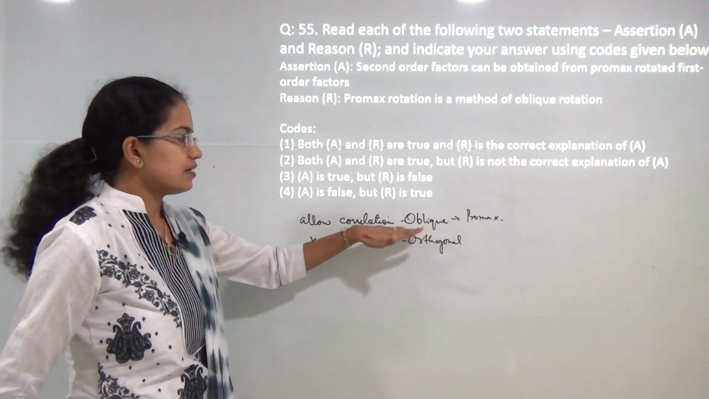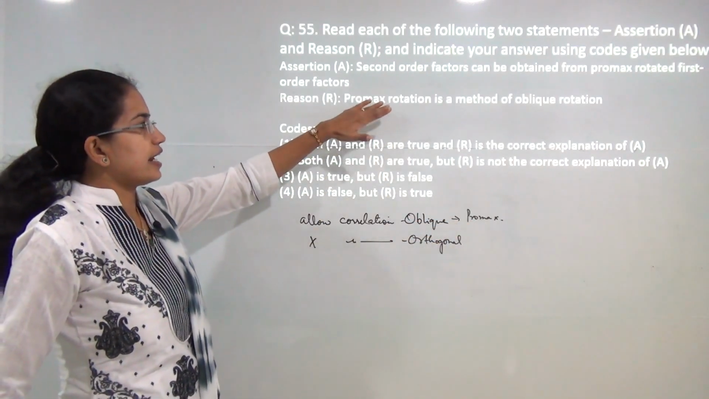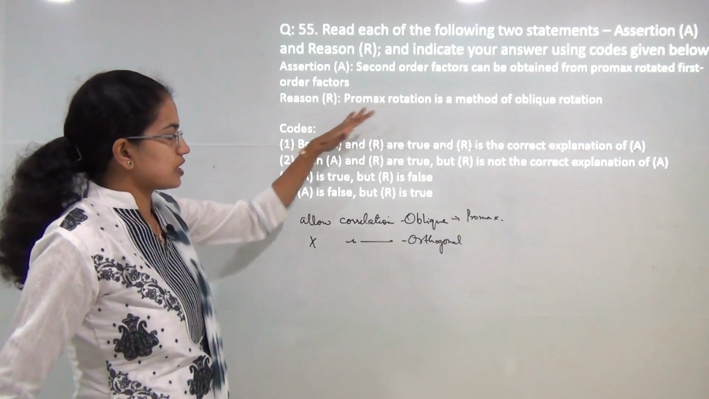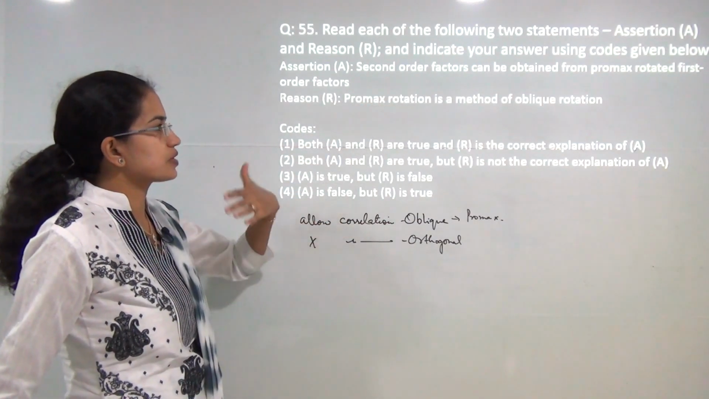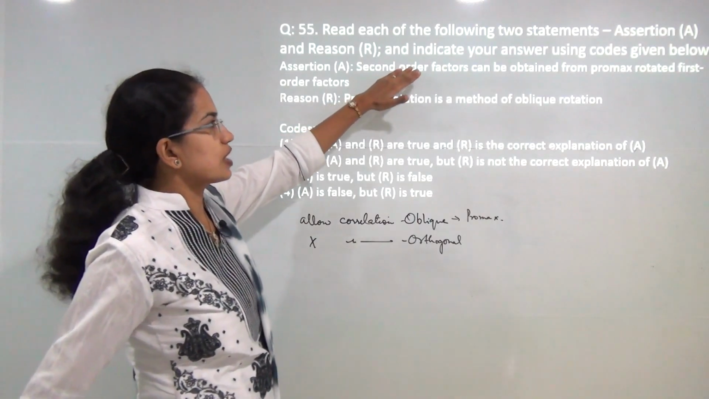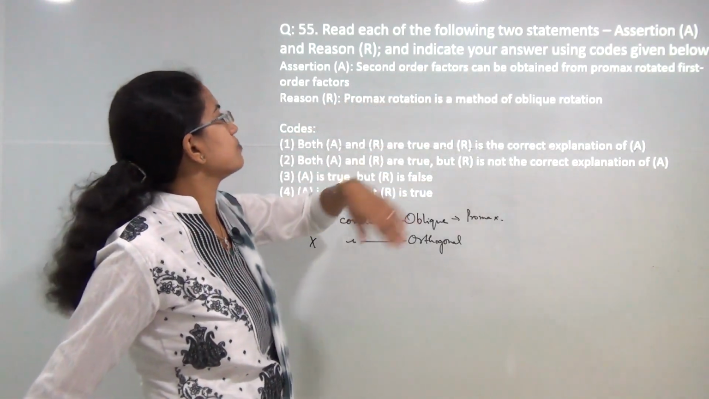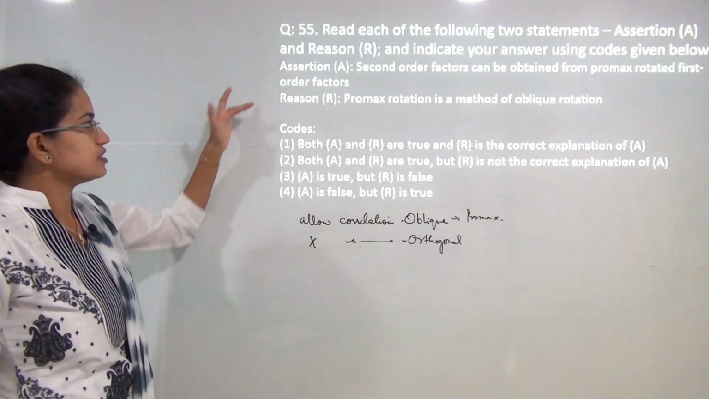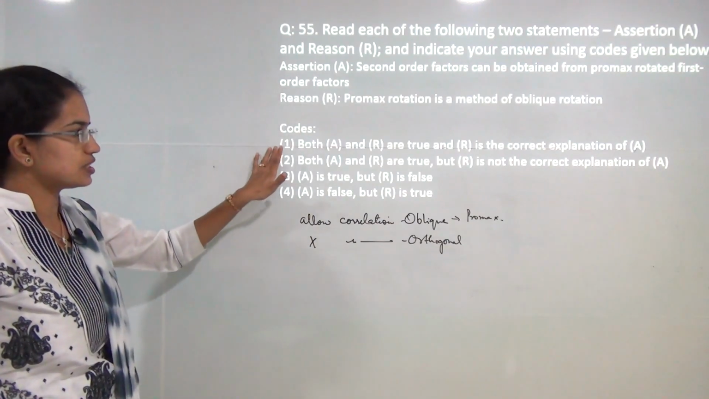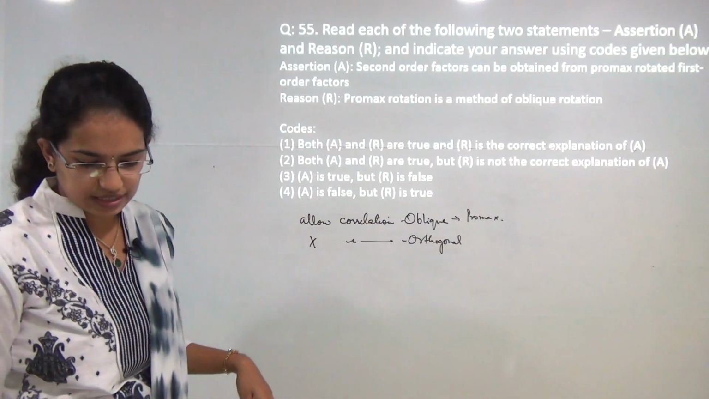Now Promax is an oblique rotation, it's correct, and since it's an oblique rotation, you are allowed to calculate the correlations. You can find out the second order factors from the rotated first order factors. So the reason is the correct explanation for the assertion. So you have 1 as the correct answer here.